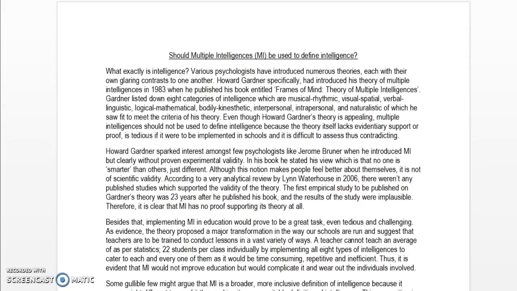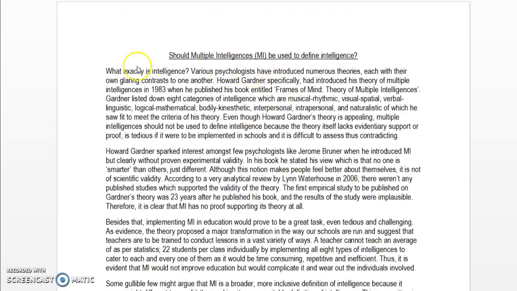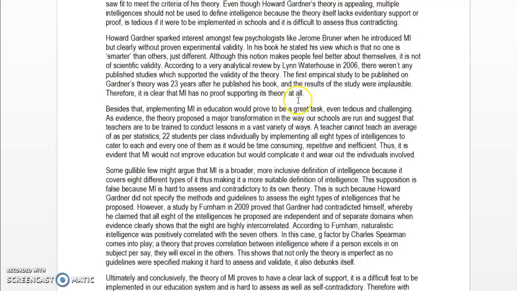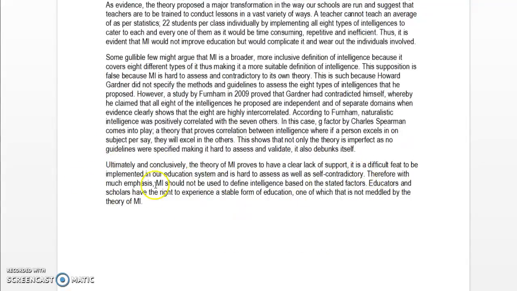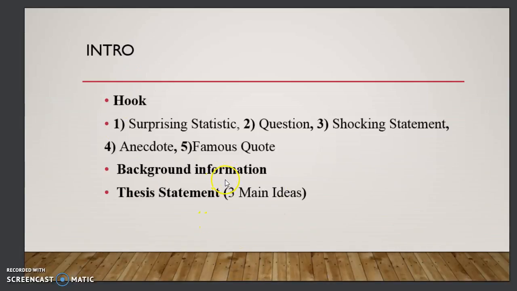All right, so let's look at this argumentative essay. This is a sample of the argumentative essay, which has five paragraphs. This one that you are looking at now is the introduction. This is body paragraph 1, or main idea 1. This is body paragraph 2 or main idea 2. And this one, the longest one, is the con plus refutation paragraph. And this one here is the conclusion. All right, so let us look at the introduction first.